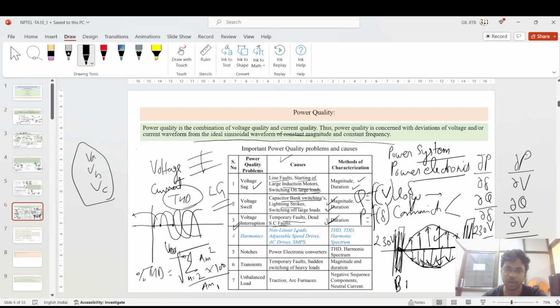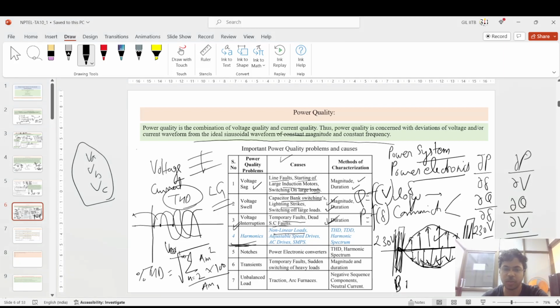After that you make the system come back to the normal situation. If the normal situation does not arrive within the duration you want, it means it is a permanent fault, and you have to change the line or make certain arrangements to get away from it. Okay. And the fourth point is the harmonics.